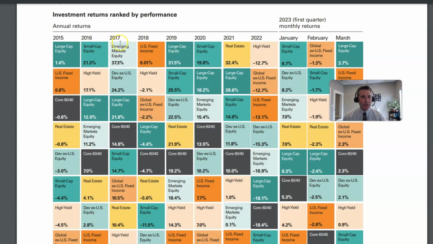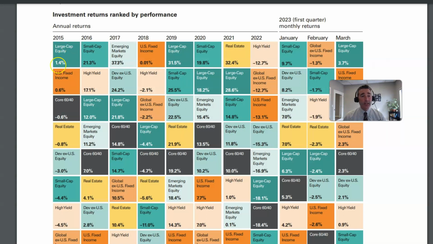2016 was small cap, 2017 was emerging market equity, 2018 was US fixed income, 2020 was small cap equity, 2021 was real estate. So rather than trying to pick the best asset class, what we suggest is that you be broadly diversified across asset classes and sectors across the entire globe. And then what really makes this all work is when you rebalance a portfolio, because when you rebalance, what it forces you to do is to sell some of the positions that have done well and buy some of the positions that have done poorly, which is really counterintuitive.